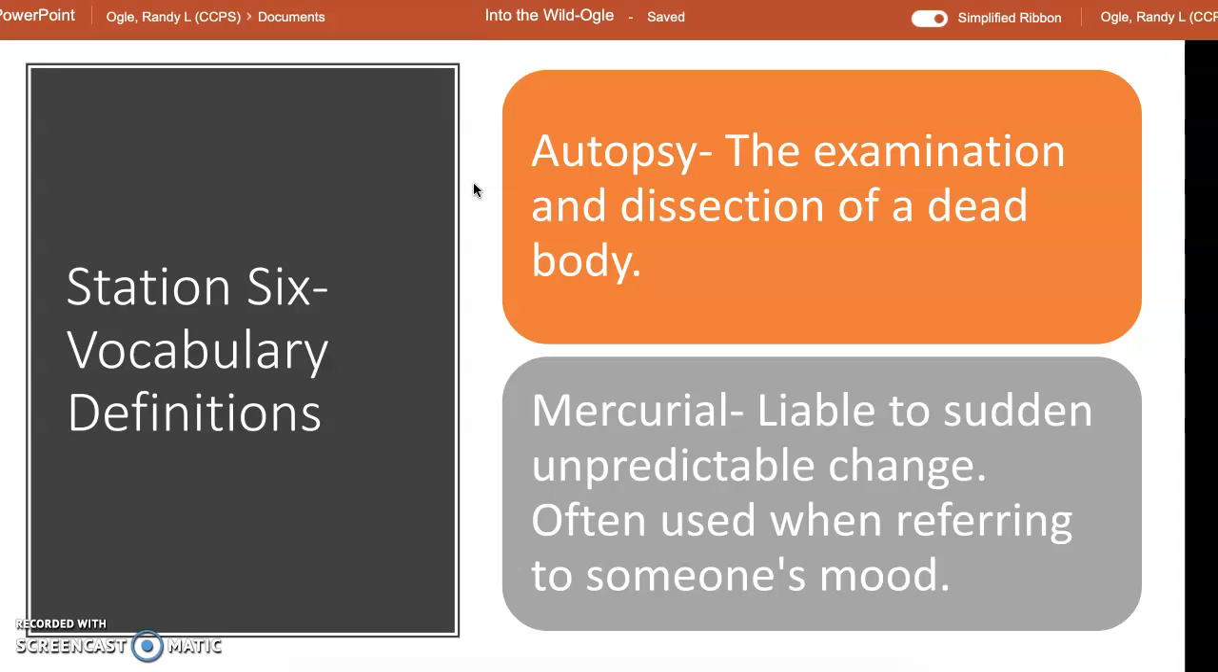Moving forward, we get to a couple more words. This is station 6 now. So they have autopsy and mercurial. I'll explain autopsy a little bit later because I'm not sure if it'll fit into the writing.